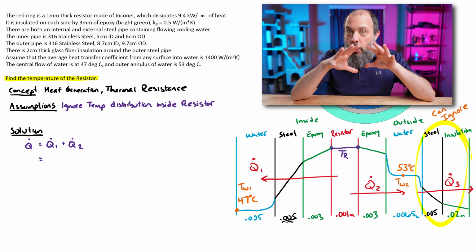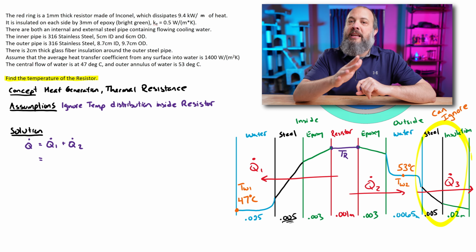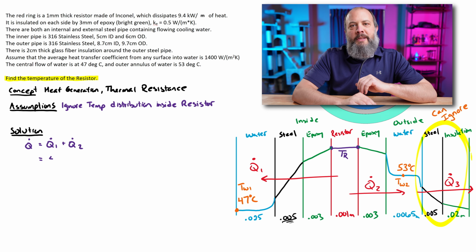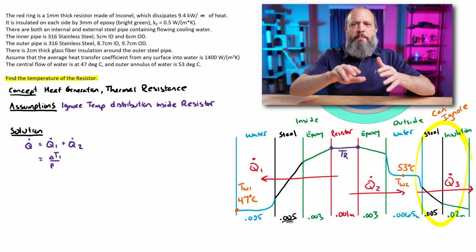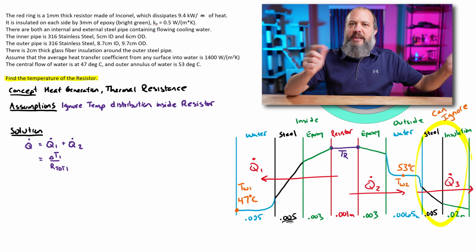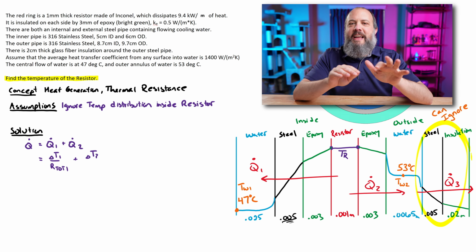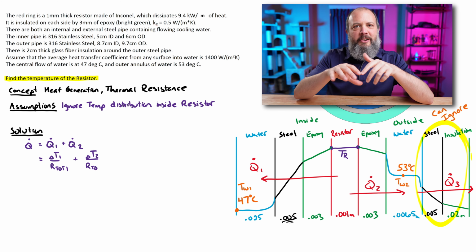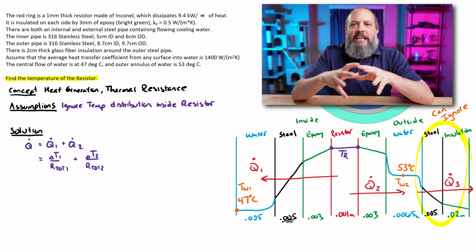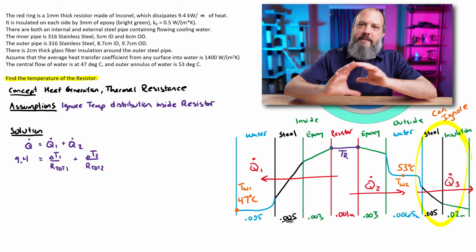Now I'm given the total amount of heat. That's 9.4 kilowatts per meter, where the meter is the direction into the page, like the length of the resistor, right? This is like the length of the pipe. So just like V equals I times R, Q, heat and heat transfer, is like current. It's the thing that flows.